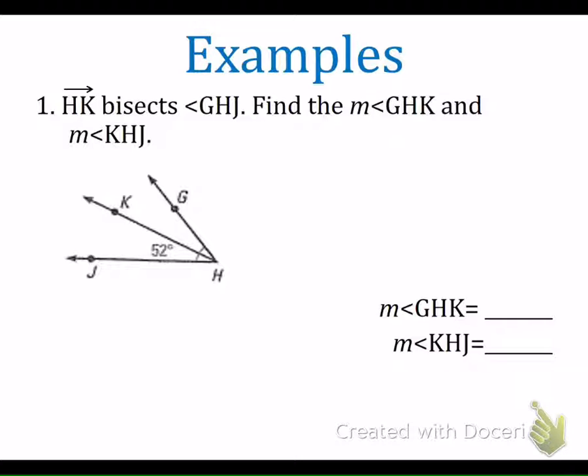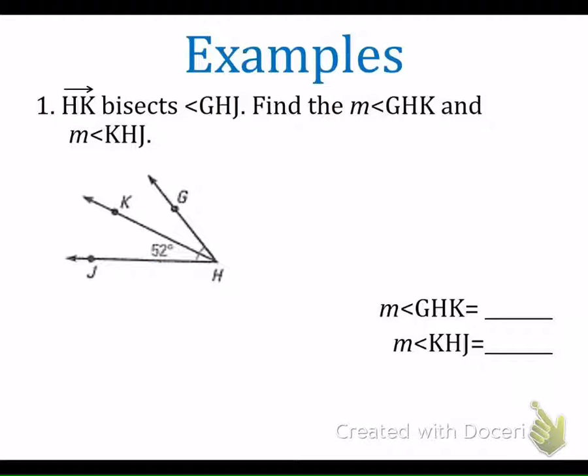Thank you. All right. Ray HK bisects angle GHJ. Find the measure of angle, I'm going to trace it real quick so I know what I'm talking about, the measure of angle GHK. So this guy. And then I'm going to find the measure of angle KHJ.